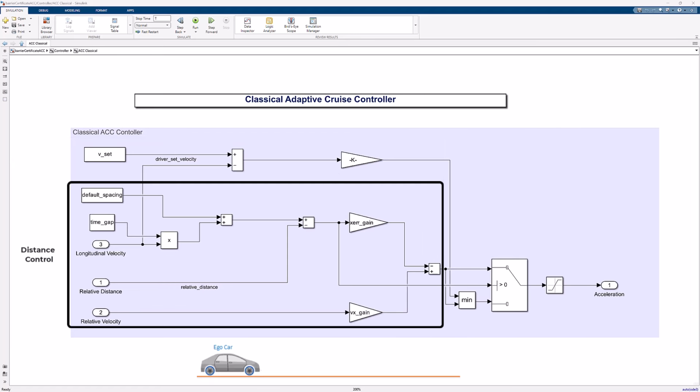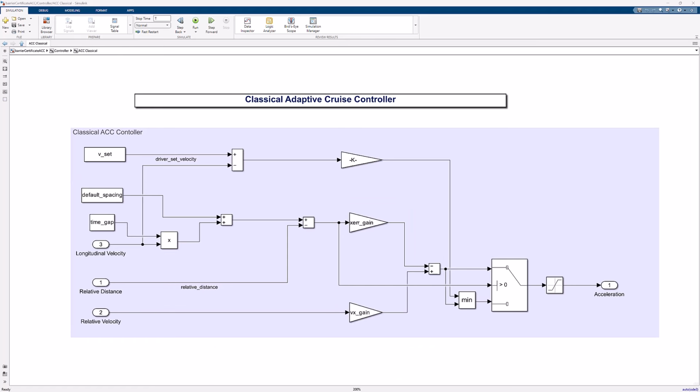When a car is detected ahead, it then switches to distance control, where it computes a desired minimum distance using a fixed buffer plus a time gap multiplied by the current speed of the ego car. Then the gap error and the relative speed are scaled by the respective gains here, and these determine how sharply the controller reacts when the ego car gets too close to the car ahead.